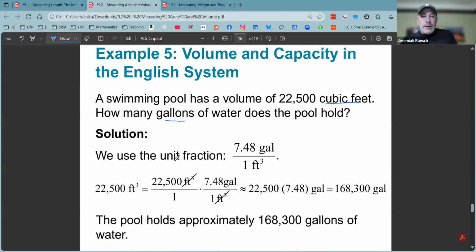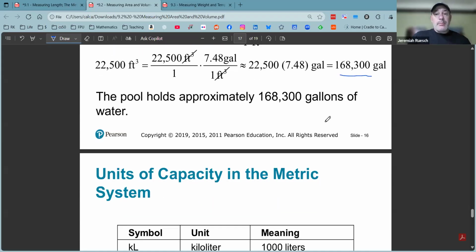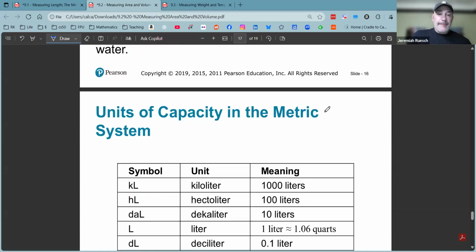Okay, so we put 22,500 cubic feet. Cubic feet go on the bottom. We want gallons on top. The cubic feet cancel, and we're left with 22,500 times the 7.48 gallons, which is approximately 168,300 gallons of water. It's quite a bit of water, but that's about normal for a standard size pool.